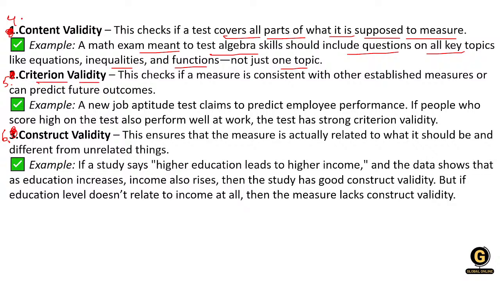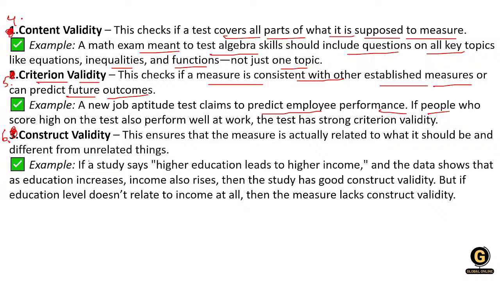Then criterion validity. This checks if a measure is consistent with other established measures or can predict future outcomes. For example, a new job aptitude test claims to predict employee performance, and if those who score high on the test also perform well at work, the test has strong criterion validity.